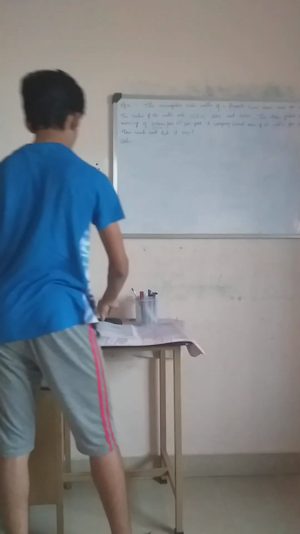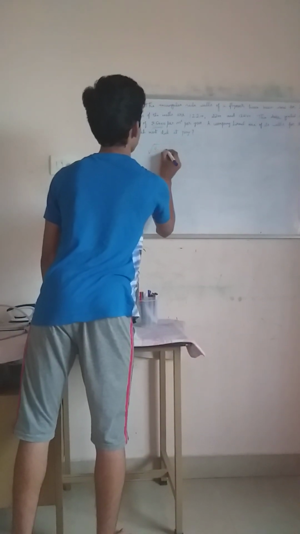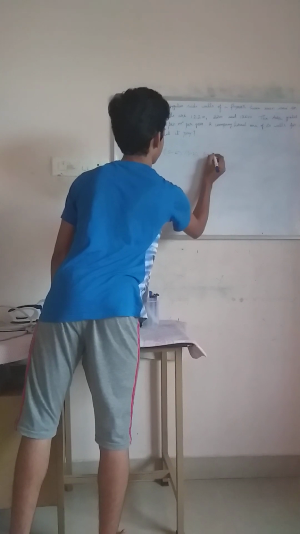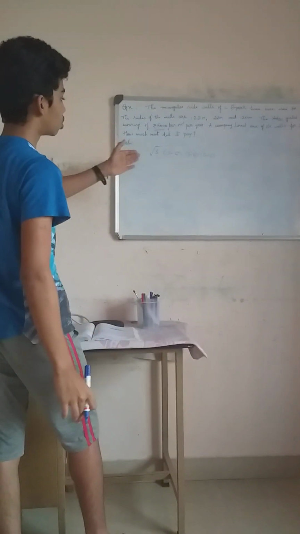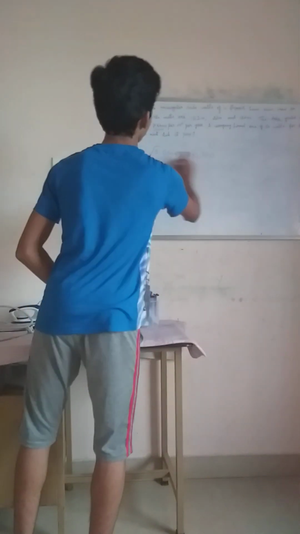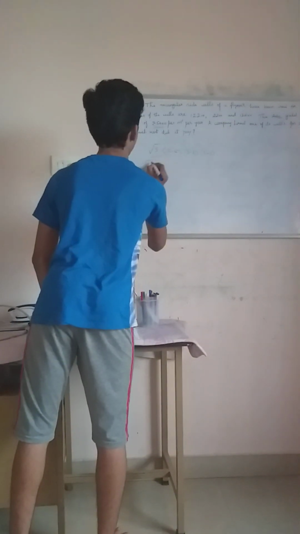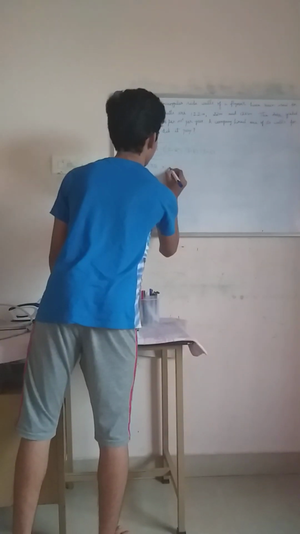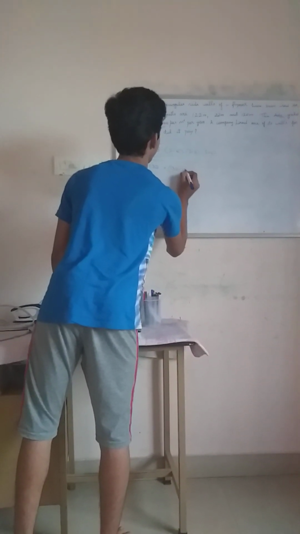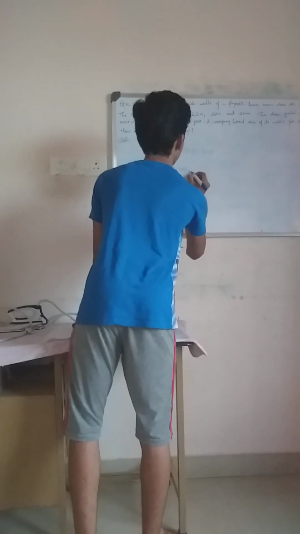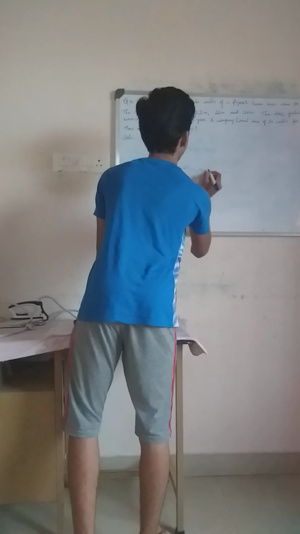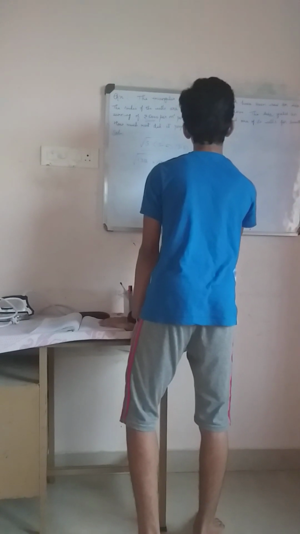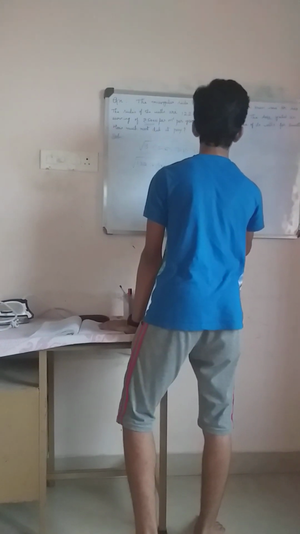Now we are going to continue with Heron's formula. We know that Heron's formula is equal to root S into S minus A into S minus B into S minus C. So continuing with this, S is equal to 132 into S minus A, that is 132 minus 120, into 132 minus B, B is 122, and into 132 minus C, C is 22.